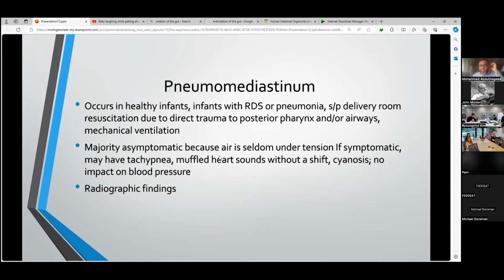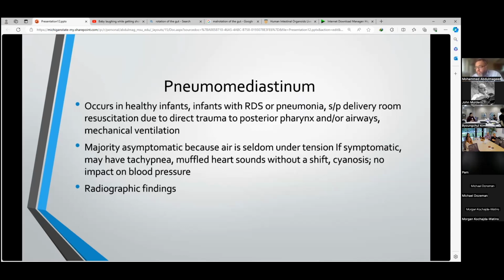Next one is pneumomediastinum. It usually occurs in healthy infants or infants with RDS, pneumonia, after resuscitation in the delivery room, or it can be caused by direct trauma to the posterior pharynx or airways. I have seen a baby who was 27 weeks of gestation, a very tiny baby. An NG tube was put in the nose and passed down to the stomach, and after an hour we found out the baby was compromising. When we did the chest X-ray, he had a huge pneumomediastinum.